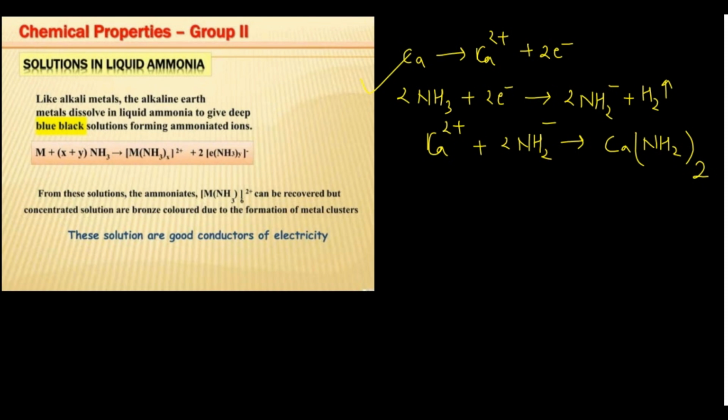These reactions happen in the solution, and when the solution is evaporated, I can write it like that, evaporation.